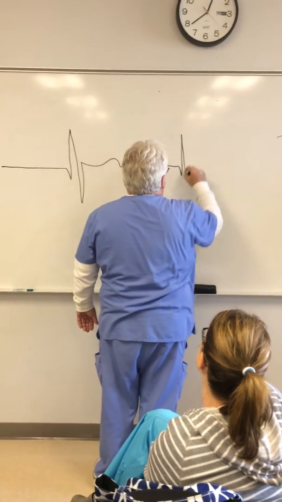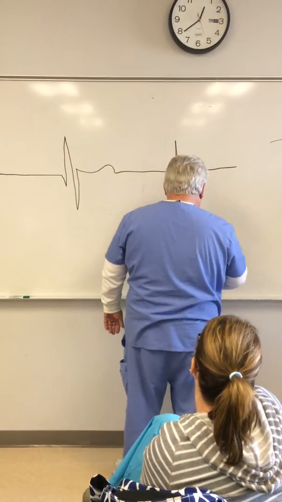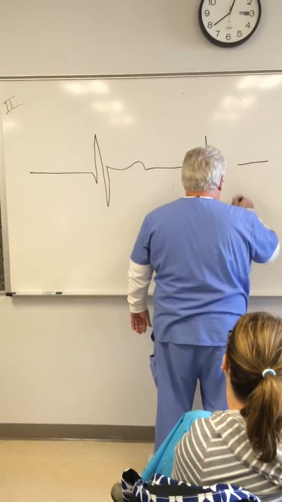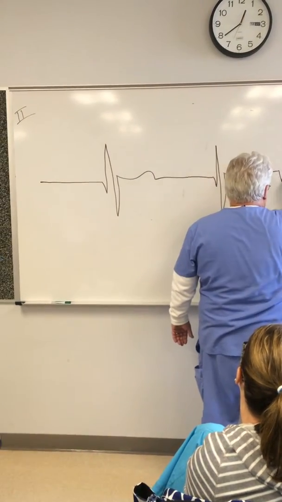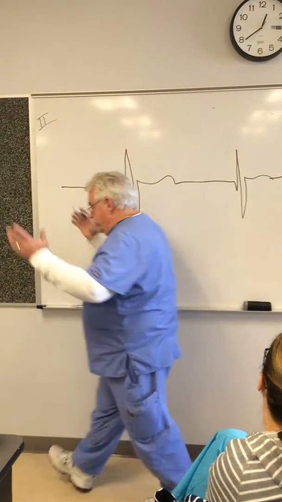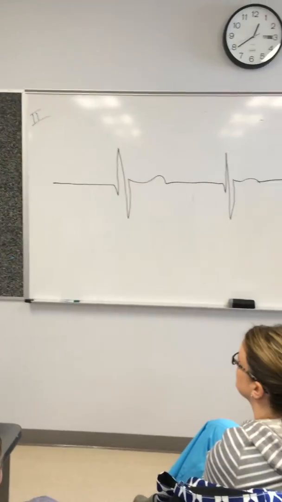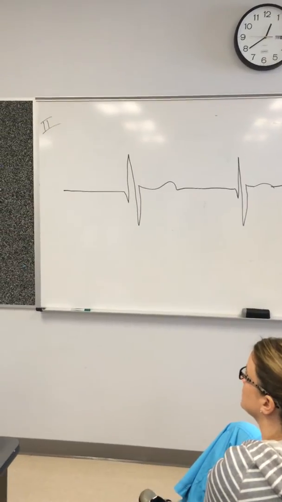Where's the P? Is it regular? First question you always ask yourself is, is it regular? Is this rhythm regular? Yes. What's the second question? Is there a P wave? What's the rate? Oh, no, I'm sorry, let me correct that. The rate is 50. That's a giveaway.